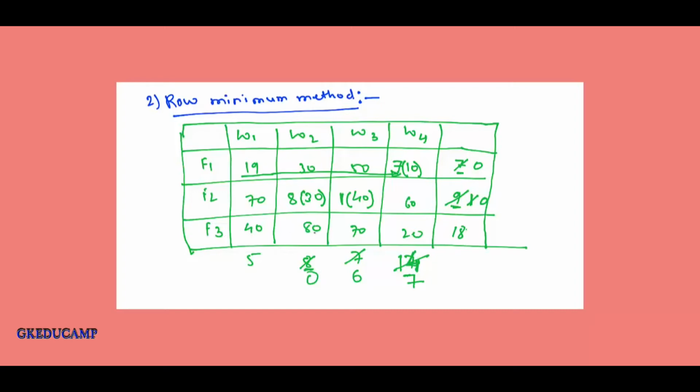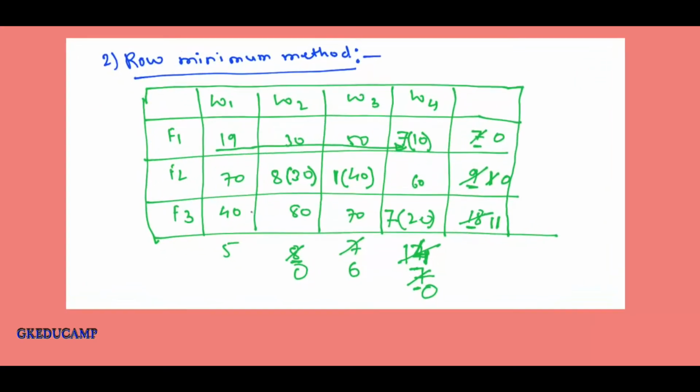Here you have 40 itself, 80, 70, 20. So here 20 is the minimum. Here you have 18 and here you have 7. So allocate 7 first. Here you will get 11 remainder. Here it will become 0, and again which is the minimum one in this row?